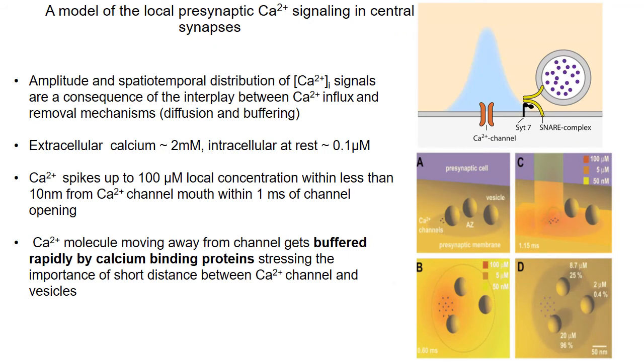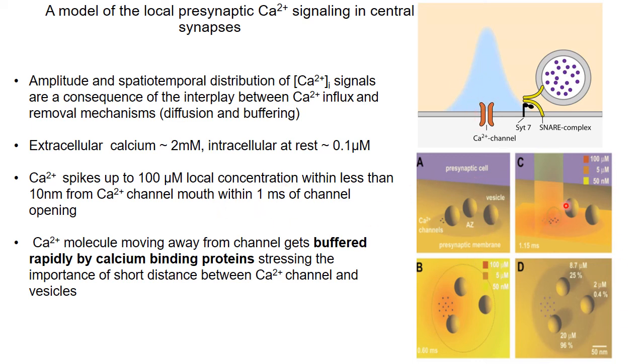In the central synapses, we know much less about the calcium signaling, but there are different models that talk about the amplitude and spatiotemporal distribution of this signaling. We know that there is an interplay between calcium influx and calcium removal mechanisms through diffusion and buffering. Extracellular calcium is around 2 millimolar, while intracellular calcium at rest is really low, around 0.1 micromolar, so we have a huge driving force to get calcium inside the cells. When the calcium channels open, calcium can spike really quickly, up to 100 micromolar, within less than 10 nanometers from the calcium channel mouth, within 1 millisecond.